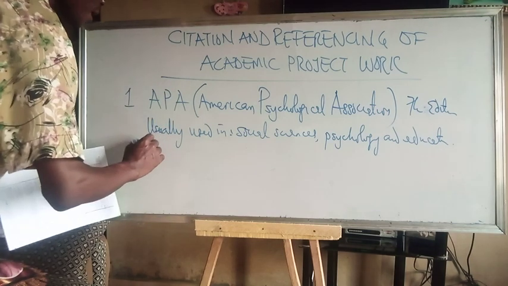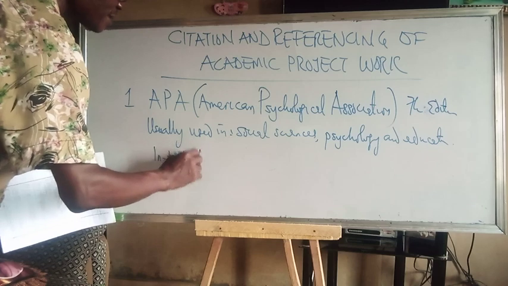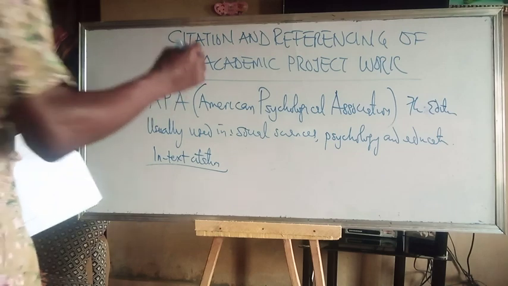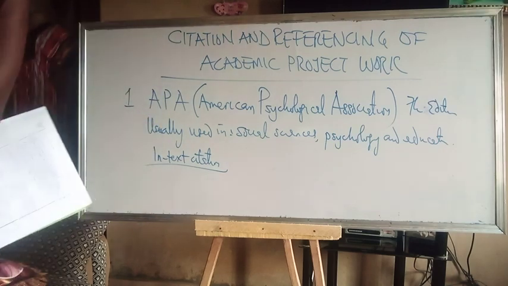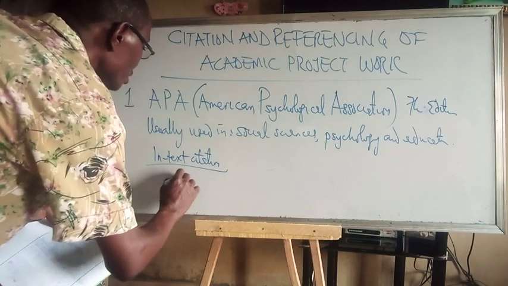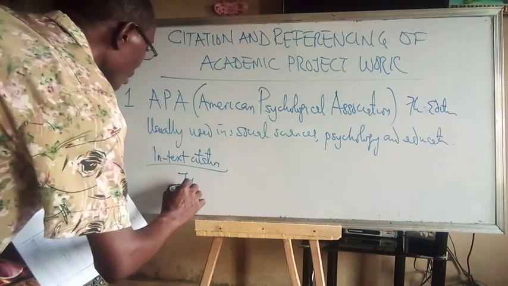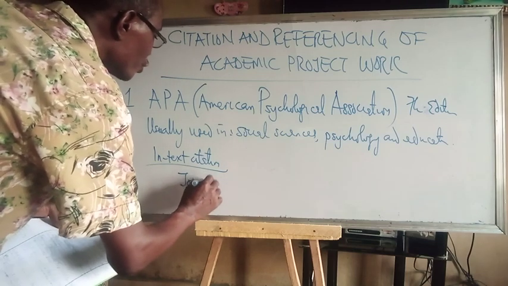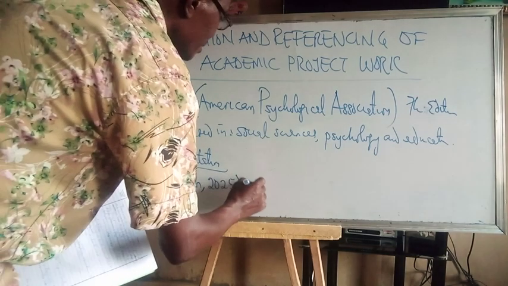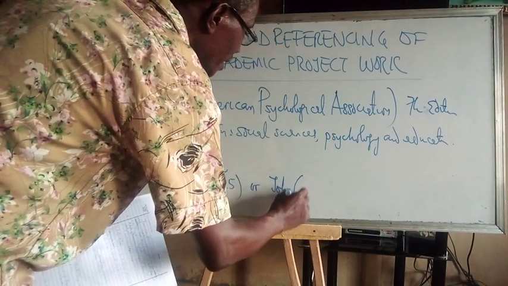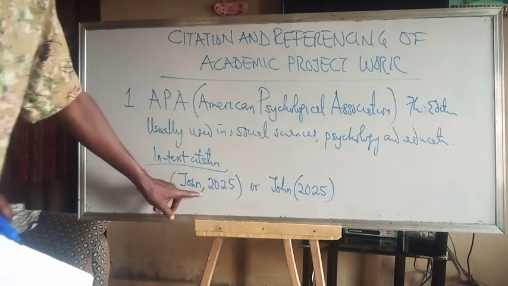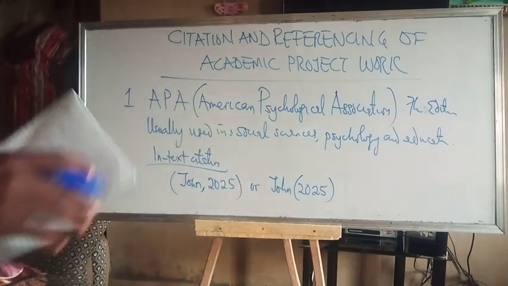Then in-text citation. How do we cite it? If you want to cite with this referencing style, how do we do that? Let's say, for example, I want to talk about the author John. You write John, comma, 2025, close the bracket. Or you write John, then close it, open the bracket and write 2025.